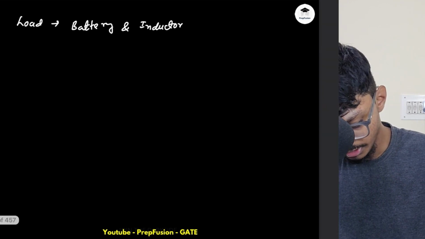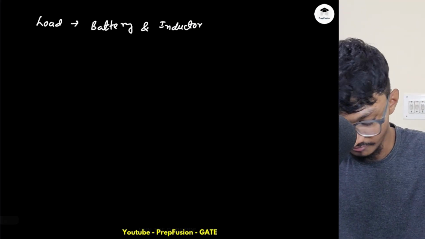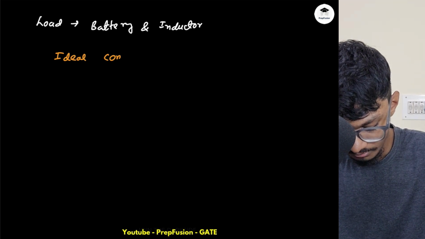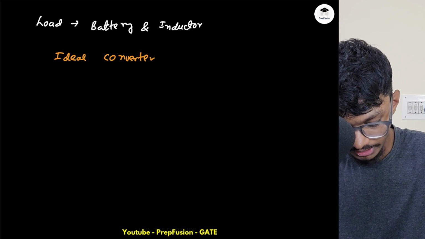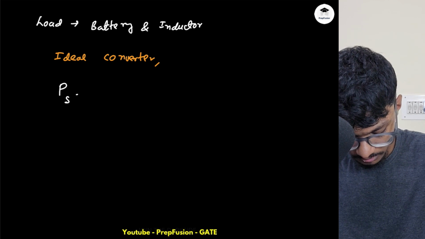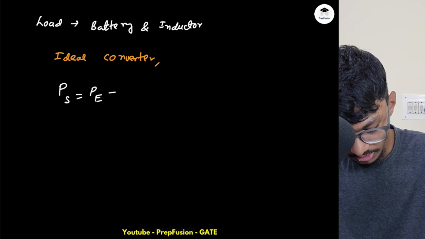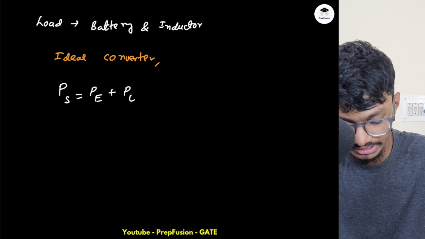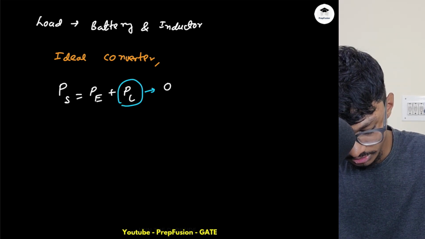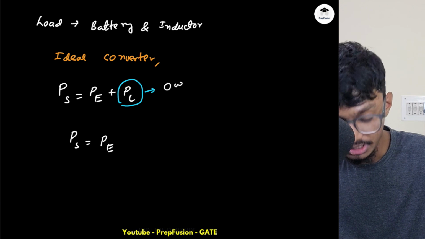So what have they asked? They have asked the power delivered by the source. The converter is ideal, right? They haven't mentioned anything, so I will assume an ideal converter. So basically my PO, the power delivered by the source, will be the power consumed by the battery plus the power consumed by the inductor. And what do I know? In a cycle the power consumed by the inductor is simply equal to 0 watts.